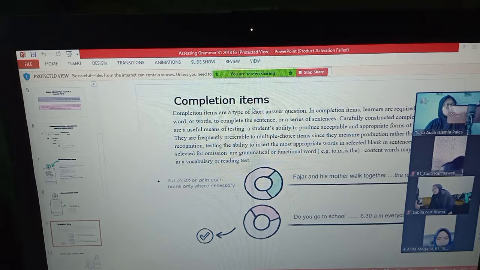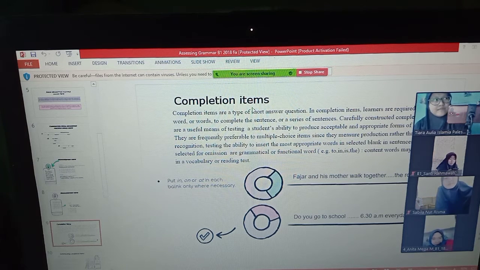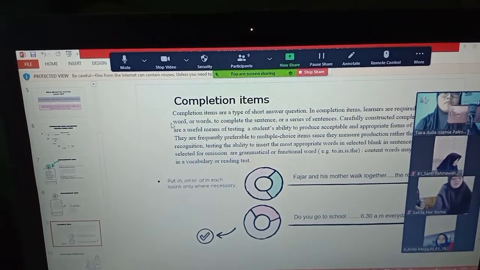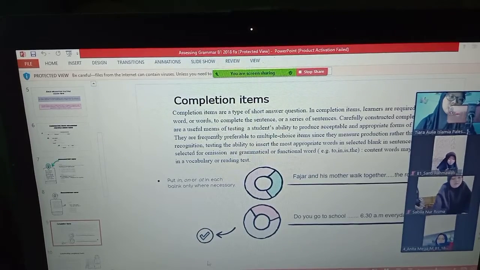Jadi di sini yang dimaksud dengan completion item yaitu jenis pertanyaan jawaban singkat. Dalam completion item, peserta didik diminta untuk memasukkan kata-kata ataupun kata untuk melengkapi kalimat ataupun rangkaian kalimat. Completion item yang dibangun dengan cara cermat merupakan cara yang berguna untuk menguji kemampuan siswa dalam menghasilkan bentuk bahasa yang dapat diterima dan sesuai. Completion item lebih disukai daripada item pilihan ganda karena mengukur produksi dari pengenalan, menguji kemampuan untuk memasukkan kata-kata yang paling tepat dari bagian kosong yang dipilih dalam kalimat.